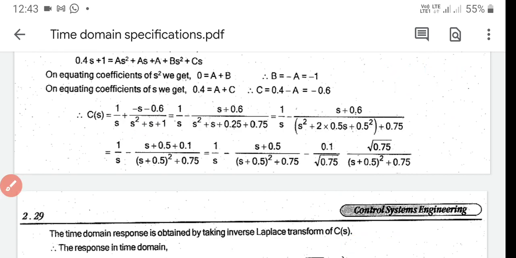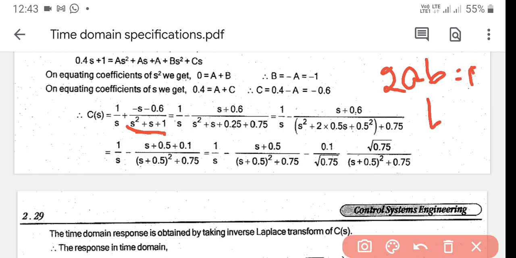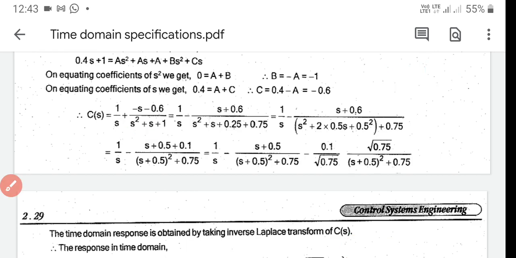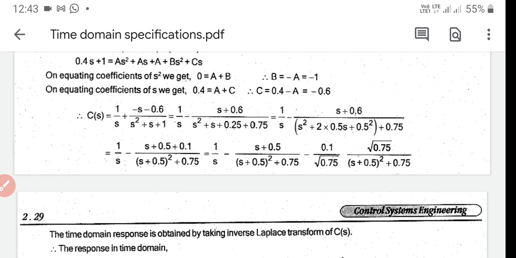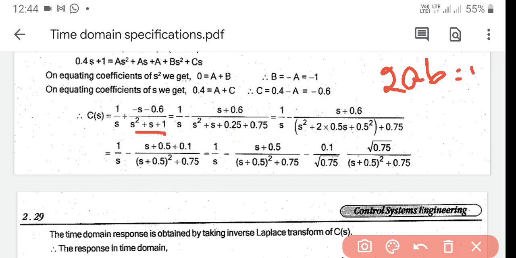See here, you will get the value like this: s square plus s plus 0.25, a square plus b square plus 2ab. What is the b square value? Here it is written as 0.25. The b value that came is 1/2, that is 0.5. So b square becomes 0.25. Now here you are writing like this, splitting the equation: s square plus s plus 0.25 plus 0.75.